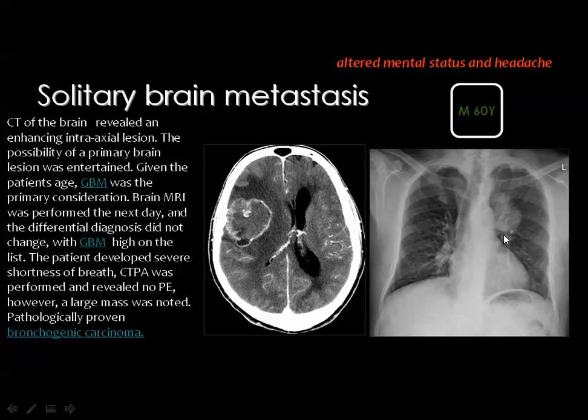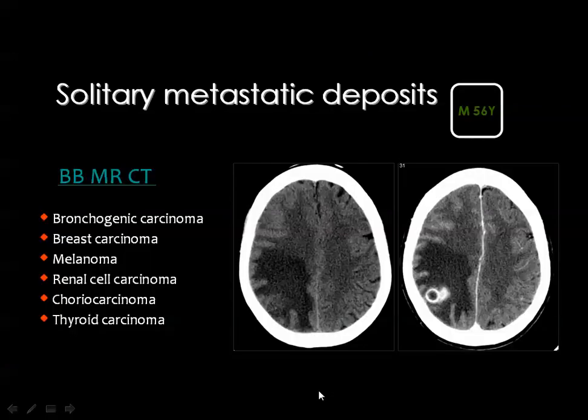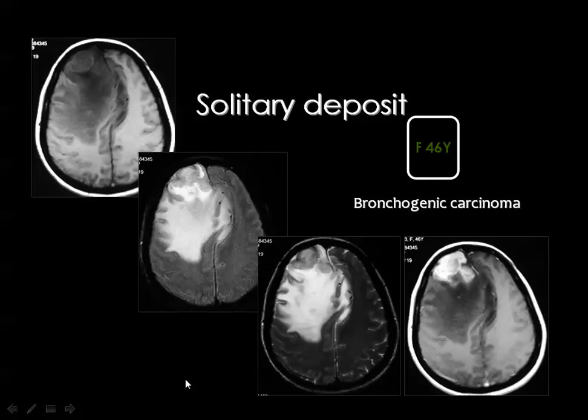a bronchogenic carcinoma. We'll discuss this in the lectures of the chest and the chest imaging. Then you can see these are the abbreviations for common lesions producing metastasis in the brain. BEB means the bronchogenic carcinoma and the breast cancer, MR, melanoma and renal cell carcinoma, CT, the choriocarcinoma and the thyroid carcinoma.